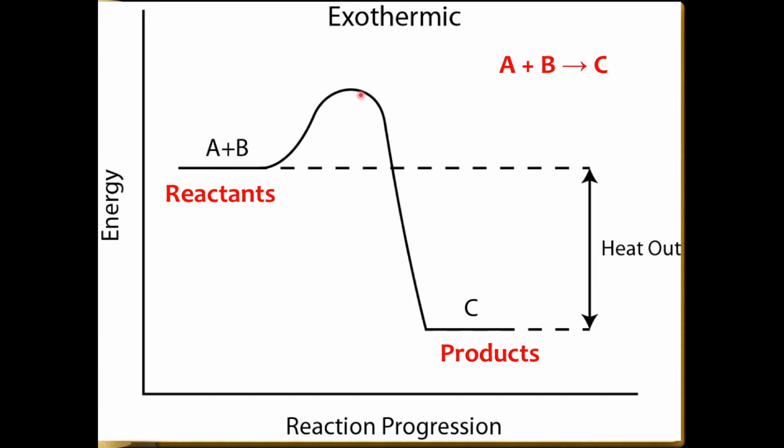It doesn't matter the size of the hump. It doesn't matter really the length of where it is or how big this jump is. You just need to have your reactants higher than the products. Okay? So the reactants are higher than the products. That will make more sense when we see the endothermic ones.